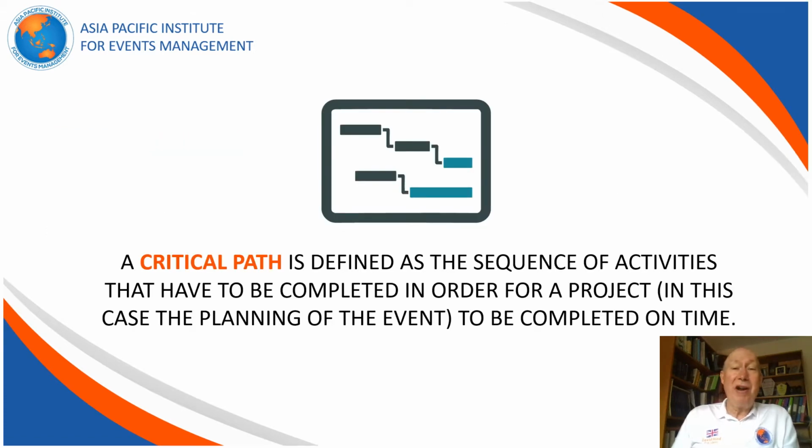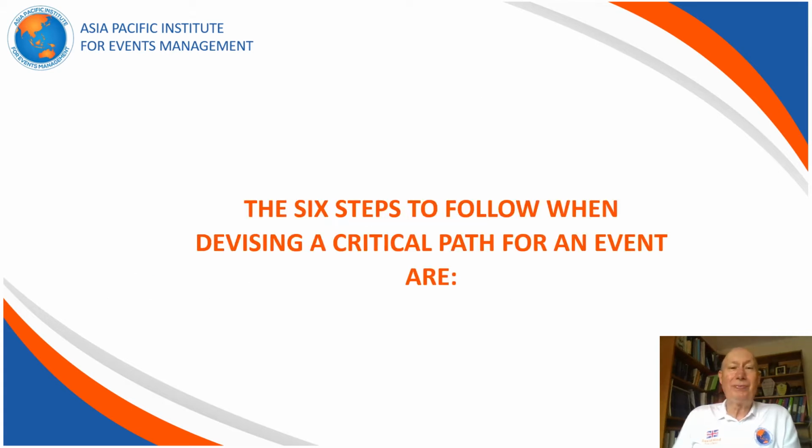A critical path is defined as the sequence of activities that have to be completed in order for a project, and in this case the planning of the event, to be completed on time. When thinking about a critical path for an event, there are 6 steps to follow.